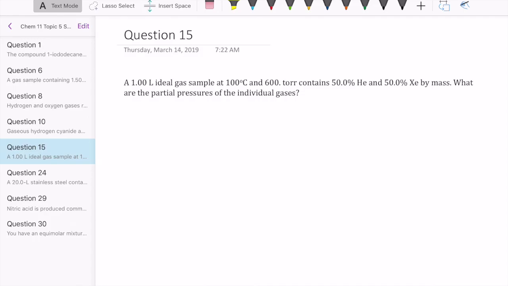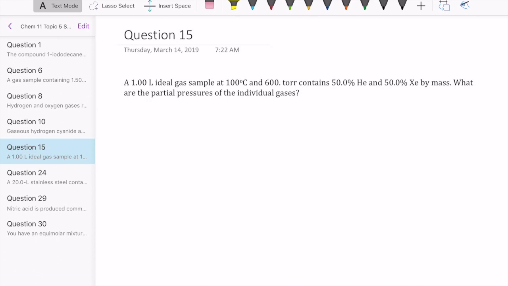Okay, let's take a look at question 15 and topic set 5. This question tells us that we have an ideal gas sample at a certain temperature and pressure and volume, and it's composed of 50% helium and 50% xenon by mass. And the question is, what are the partial pressures of the individual gases?